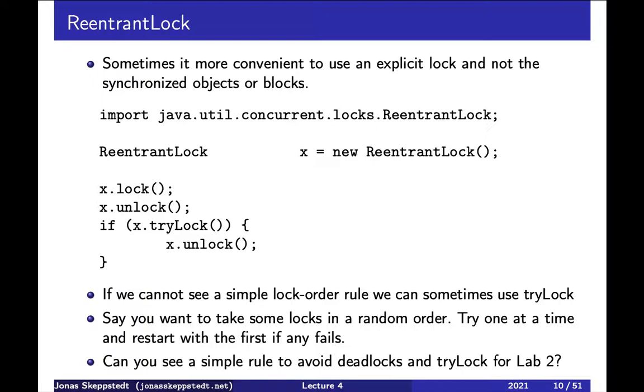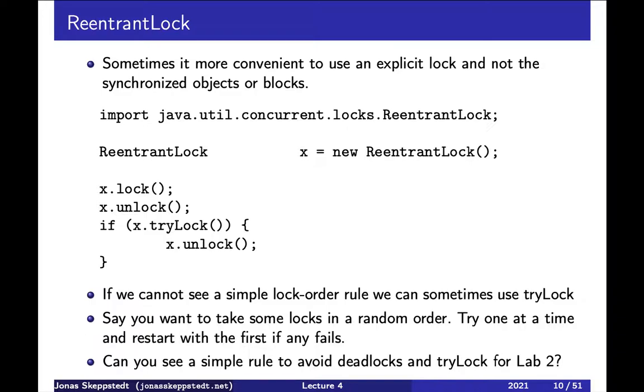And if you can figure out a way so that all threads always try to get the locks in the same order, there can be no circular wait, because if one got the lock, the other has to take the same lock first, so it cannot have taken the other lock.